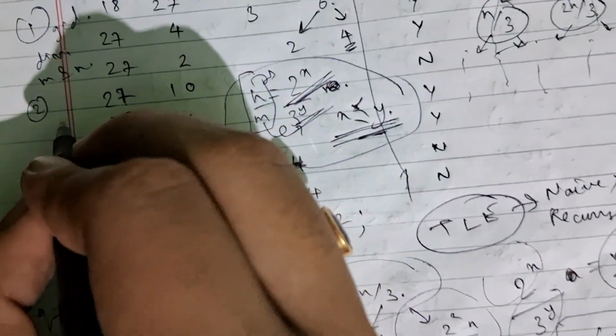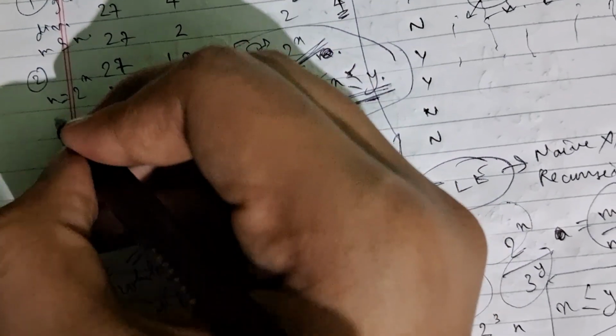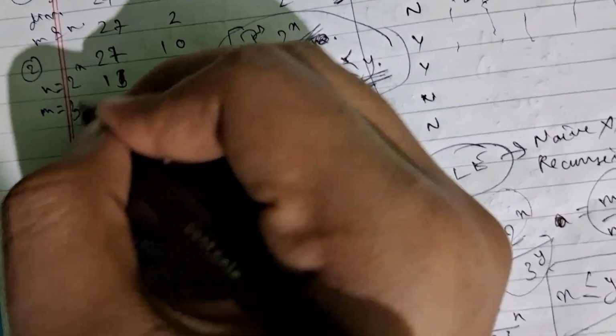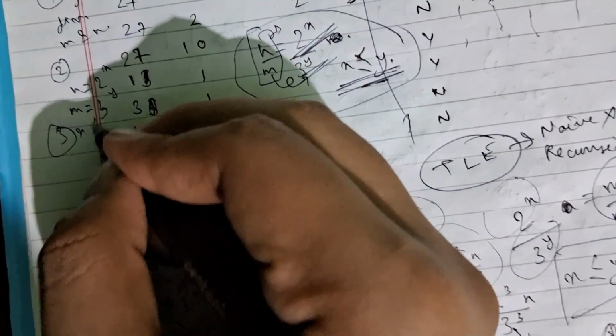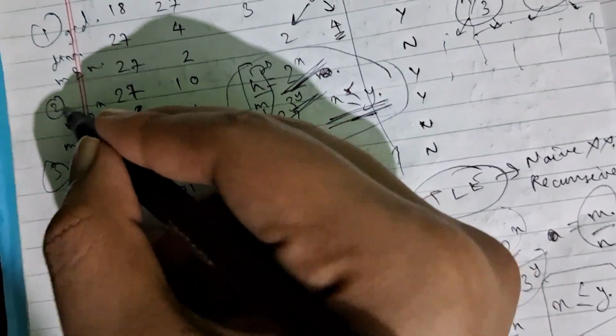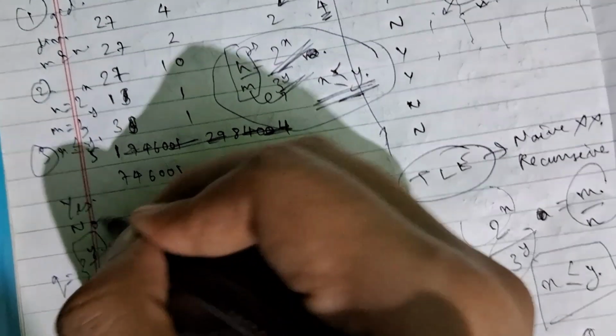Second step, check if n is in the form of 2 to the power x, and m is in the form of 3 to the power y. And the third step is to check if x is lesser than or equal to y. If steps 2 and 3 are satisfied, it's a yes. If they aren't satisfied, it's a no. So it's a very simple problem. I hope it is clear.